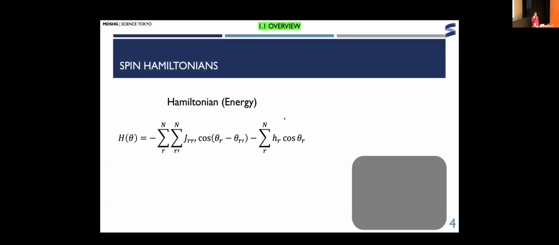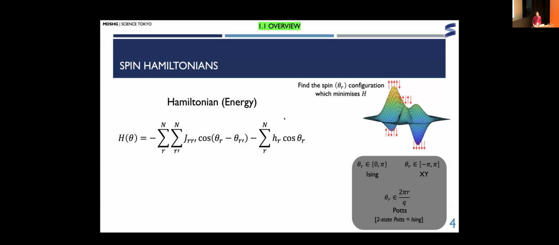So for the introduction, in this kind of unconventional computing architecture like Coherent Ising machines and combinatorial optimization, we think about this kind of spin Hamiltonian. When we think about Ising Hamiltonians, the terms would be like this, XY and Potts Hamiltonians. But overall, what we're trying to do is find the spin configuration that gives us the ground state of this kind of Hamiltonian or energy landscape.